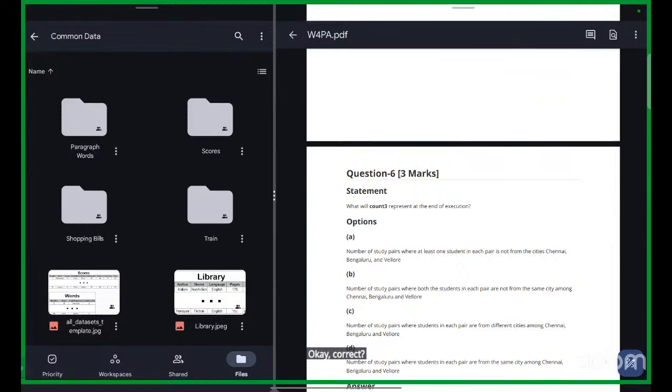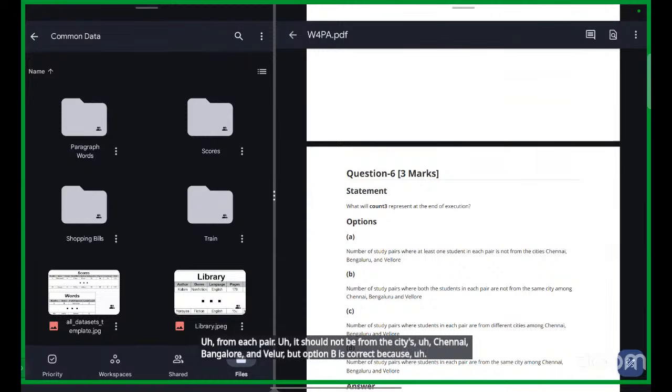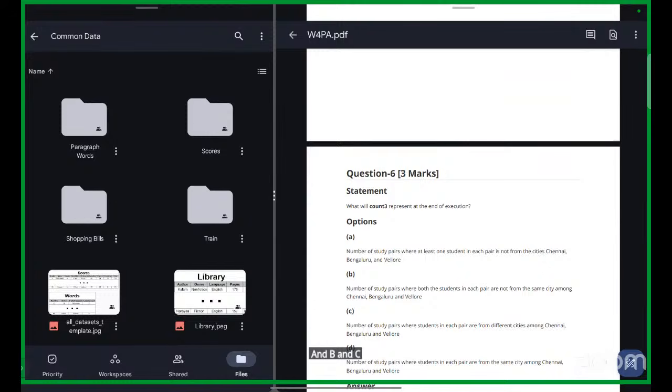Sir, I think option A is wrong because it is stating that at least one student from each pair should not be from the cities Chennai, Bangalore, and Vellore. But option B is correct because it is stating that both the students are not from the same city. And B and C are the same, just the word both is not in C. Otherwise, they are the same. Right. Okay.